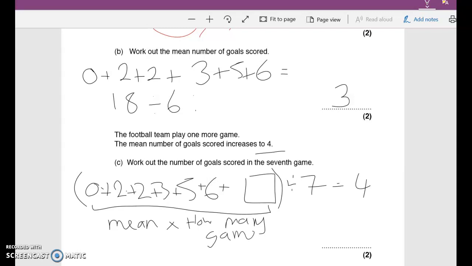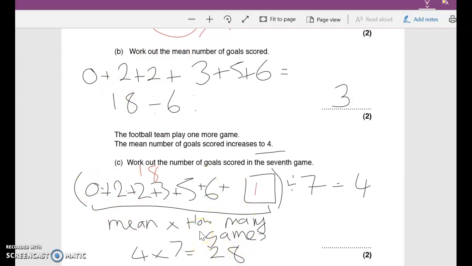Okay, so I know my mean is 4. If I times it by 7 games, I get a total of 28. So when I add all the goals up for the 7 games, I get 28. I know from before that when I add these numbers up, I get 18. So I know those first 6 numbers add up to 18 because I did it up here. And then I need to add something else to give me 28.